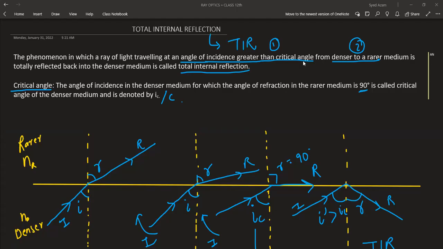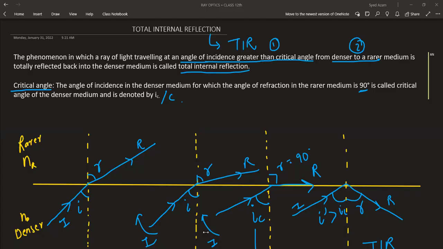Angle of refraction for critical angle. Critical angle is the angle of incidence. Can anyone answer? 90 degrees, ma'am. 90 degrees, right. So the angle in the denser medium for which the angle of refraction in the rarer medium becomes 90 degrees, that is your critical angle.